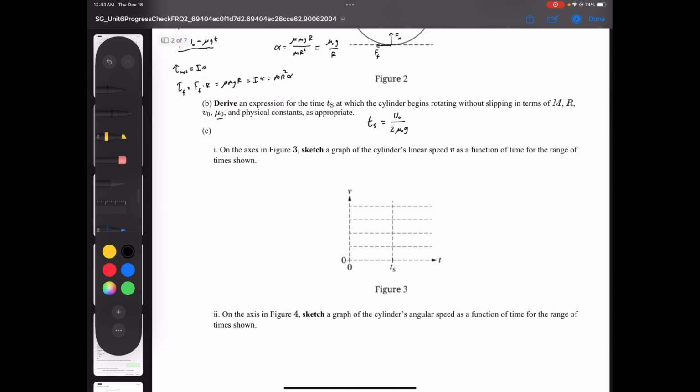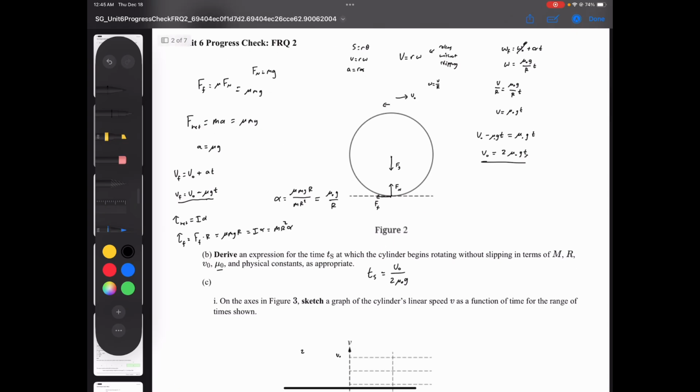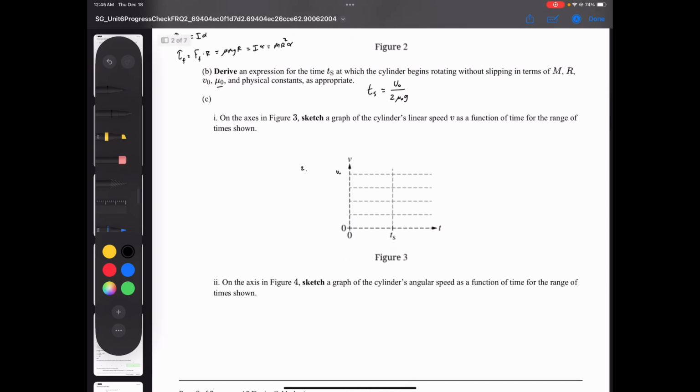Then on the axis below, we have to sketch the graphs. I know that I start off with some V naught, so I'm going to start off with some V naught over here. I don't have to label the axes, but I'm going to do it anyway so we understand what's going on. So I start with some V naught, which is equal to 2 mu naught G times Ts. Then it's going to reach some final velocity that is equal to mu naught G times Ts.